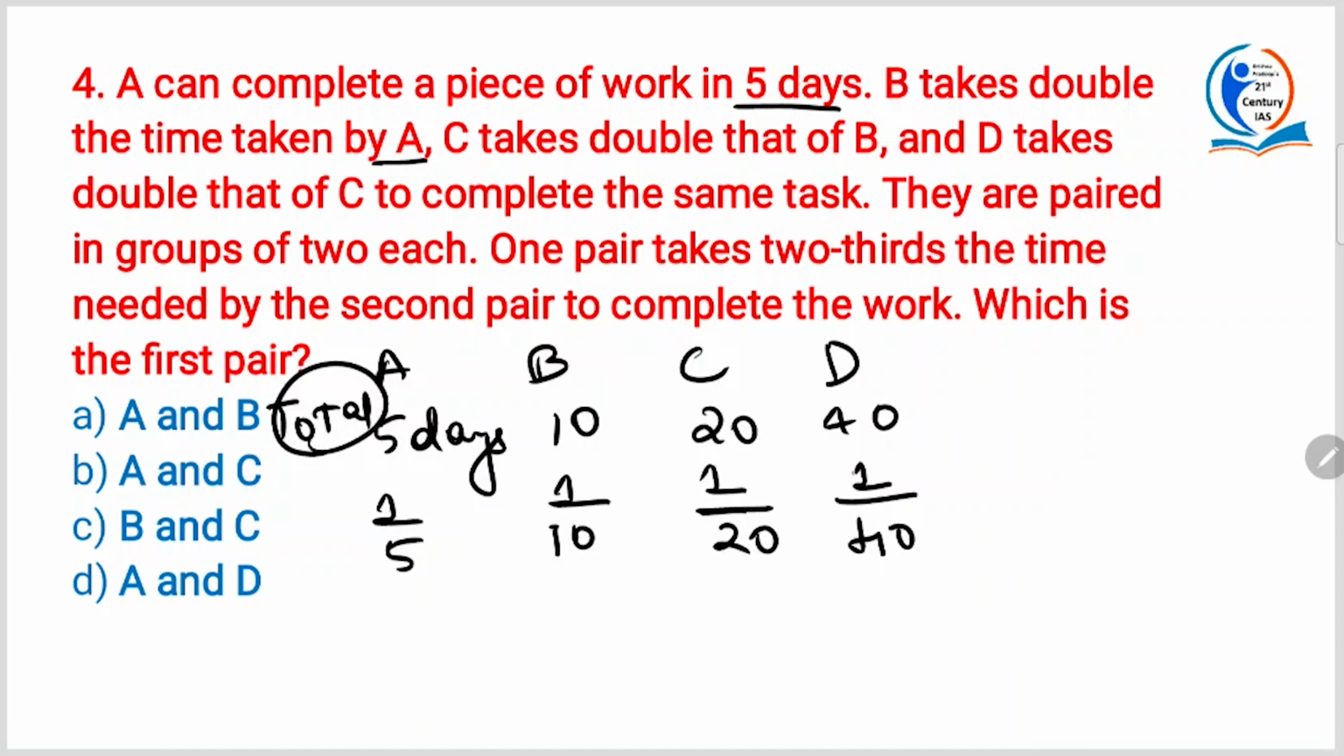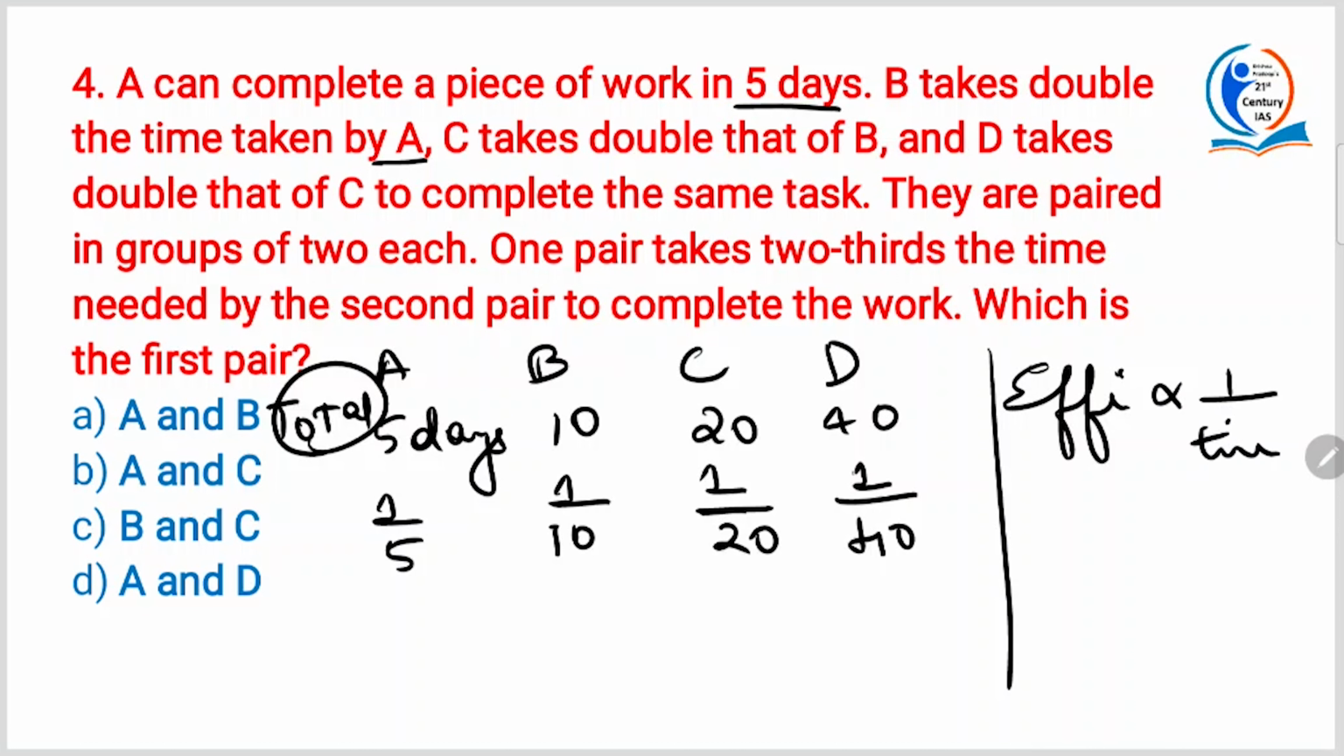See, in the previous problem, I told you about the relation between efficiency and time taken, right? Efficiency is inversely proportional to the time taken. So, amongst A, B, C, and D, who is highly efficient? It is A. Because you can see here also, he is doing 1/5 of the total work in 1 day. So, whatever we spoke about is true. Here is the application part.